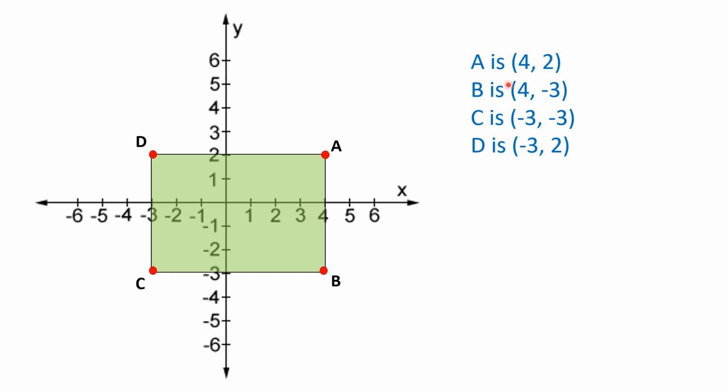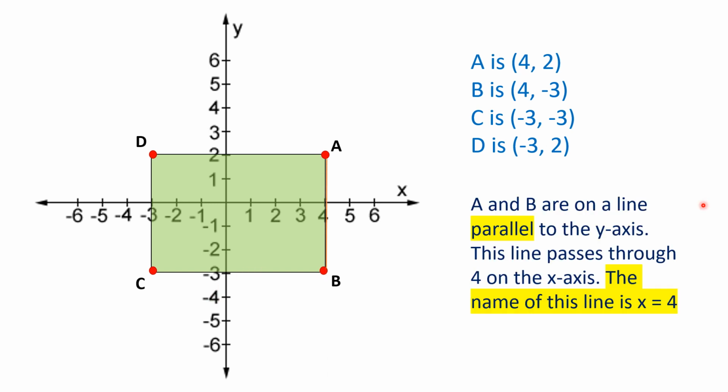Now you can see that the line AB is parallel to the y-axis. So this line passes through 4 on the x-axis, and hence the name of this line is x is equal to 4. Now in case you've forgotten what a parallel line is, it's just lines that never meet. So this is the y-axis, this is the x-axis, it's never gonna meet, see? And what other parallel lines can you see?